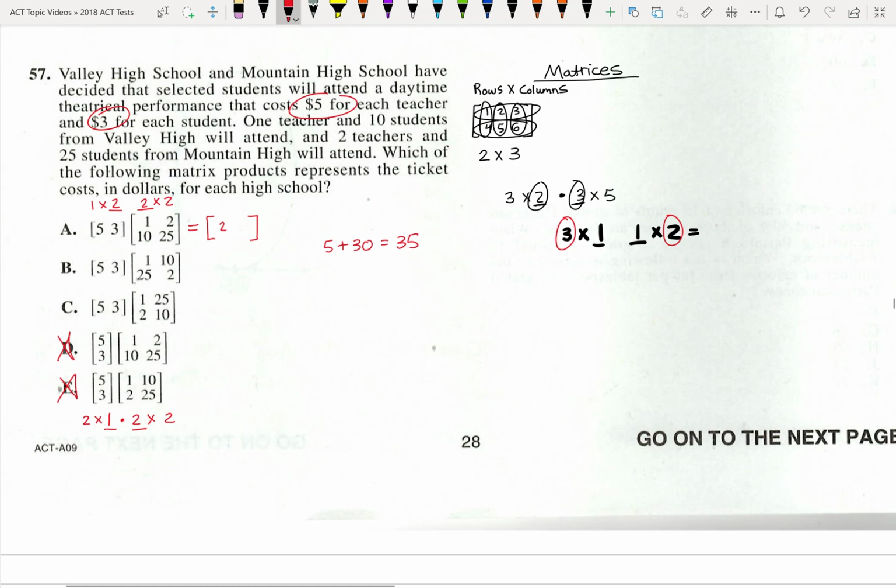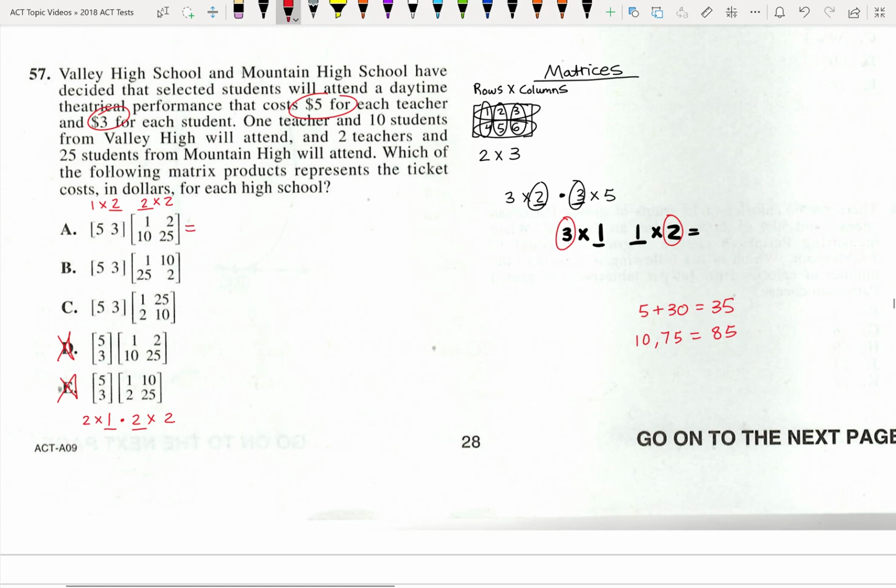And for the second school, we get 2 teachers, so that'd be $10 and 25 students, that'd be $75. So if you want to see how much money you make, it'd be 35 plus 85, so $120. And now that we've done that, we can multiply these matrices out and see which one gives us that. So I'm going to move this over here. And let's multiply out some matrices and see what we can make happen here.